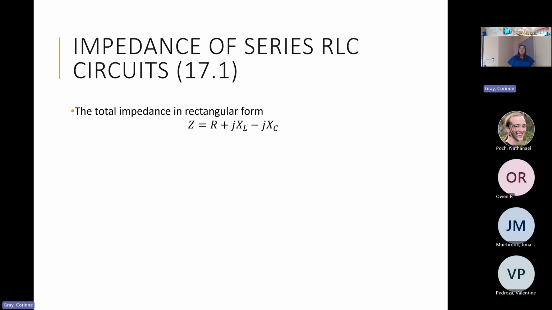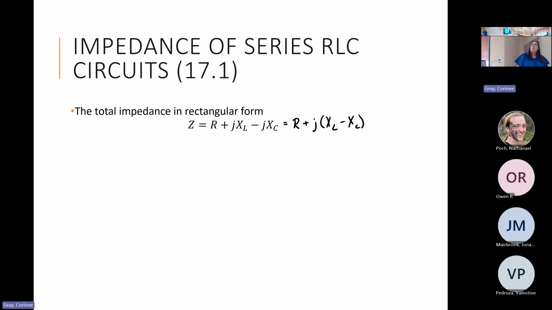When we're talking about it in rectangular form, we're typically not going to see that absolute value inside of it. The reason for this is we want to understand if it's going to look more like an inductance or a capacitance controlled circuit. You also see it sometimes represented as R plus j(XL minus XC).